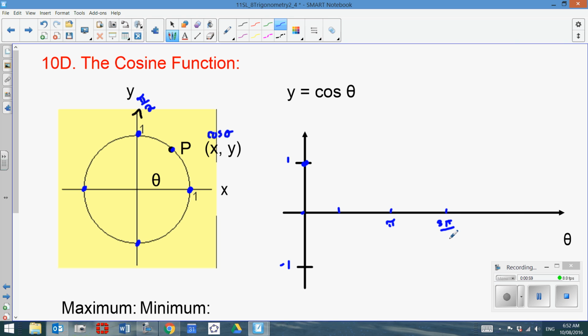So 3 pi over 2, always in increments of pi over 2, just because it is easy to graph that way. And I can see my zeros. Cosine at pi over 2 is 0. Cosine at pi is now at negative 1. Cosine at 3 pi over 2 is 0. Cosine at 2 pi, we've got back at positive 1.